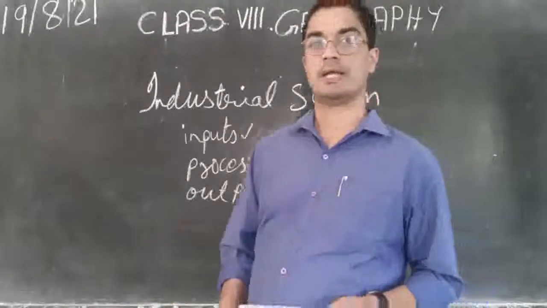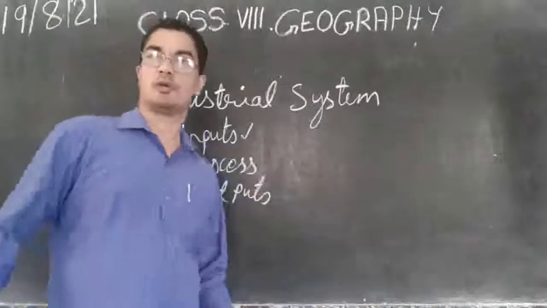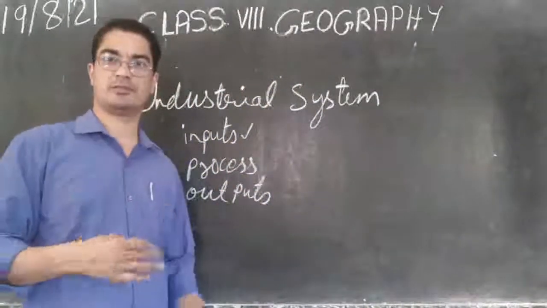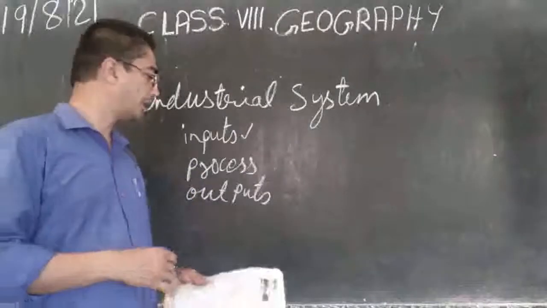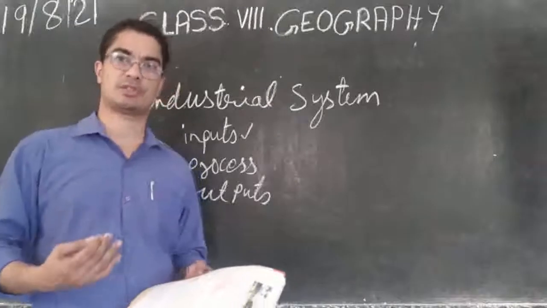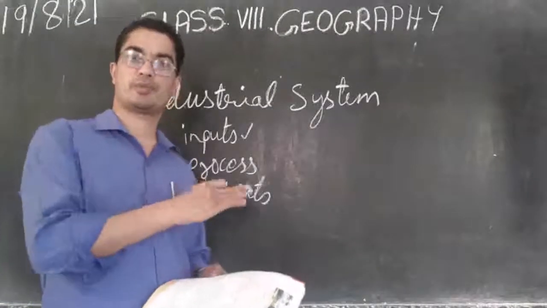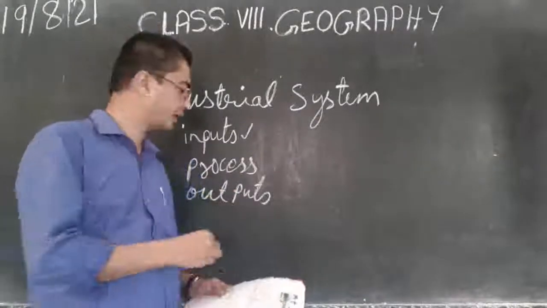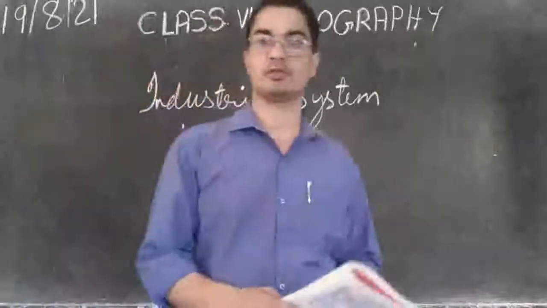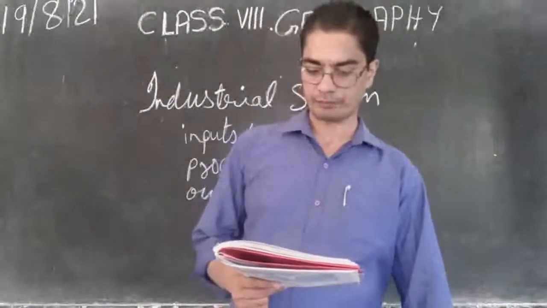For example, in the last class we studied about paper manufacturing. So for paper manufacturing, the inputs are the trees. The trees are cut and brought. Then the process starts. It is crushed and made into pulp. That is the processing. Then it is pressed in the machine and then output comes out. Paper is the output. So these are the parts of an industrial system.